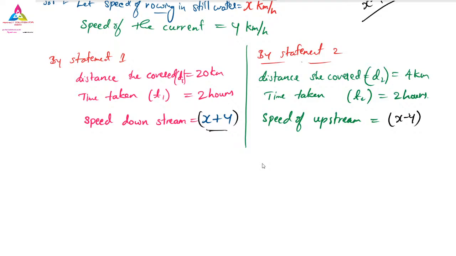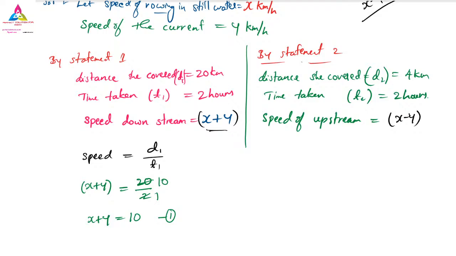So speed is equal to distance by time, no doubt at all. Speed we have taken as x plus y, and the distance here is 20 km, we went downwards, divided by 2. So x plus y is equal to 20 divided by 2, how much? 2 ones are 2, 2 tens are 20, so the answer is 10. This is our equation number 1. We have found one equation very easily. Yes, x plus y is equal to 10.